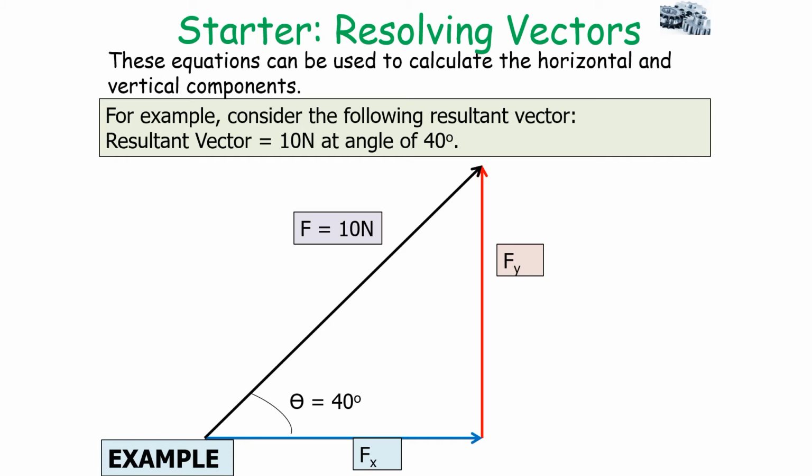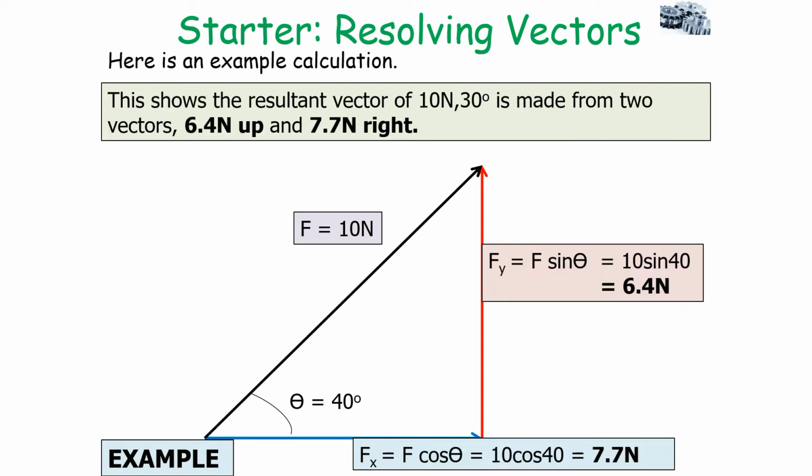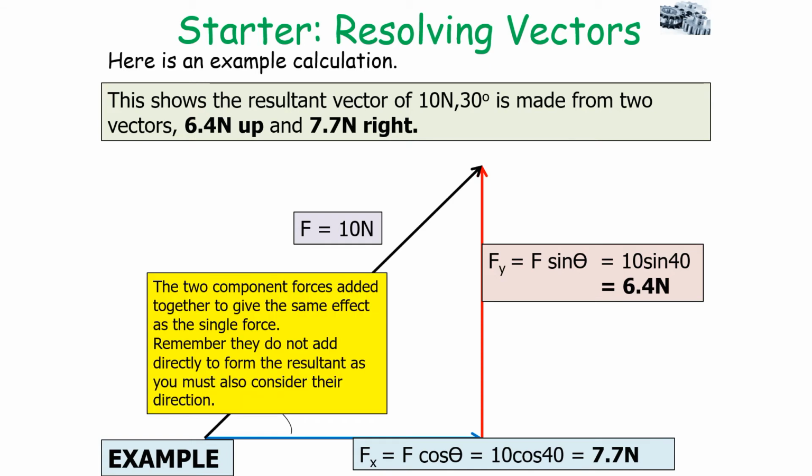So let's say, for example, we've got a resultant vector of 10 newtons at an angle of 40 degrees. So Fy is equal to 10 sin 40, which is 6.4 newtons on your calculator, and Fx is equal to F cos theta, or 10 cos 40, which is 7.7 newtons. Now the two component forces added together give the same effect as the single force.